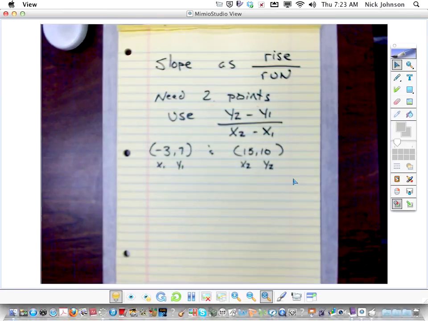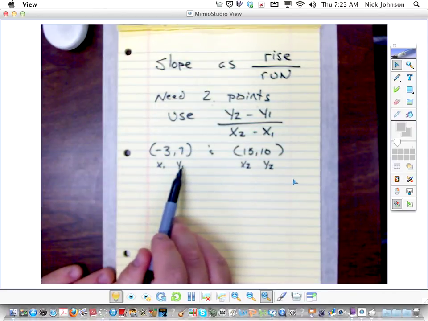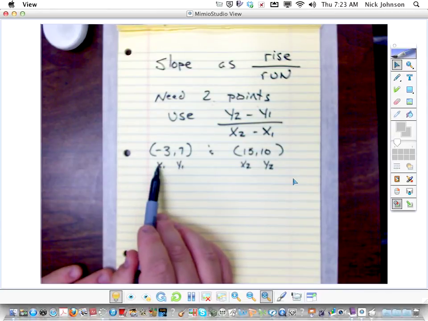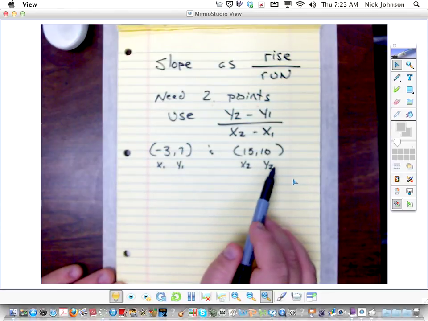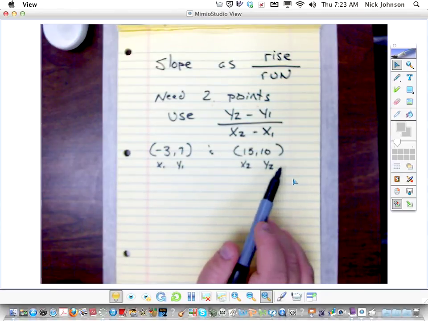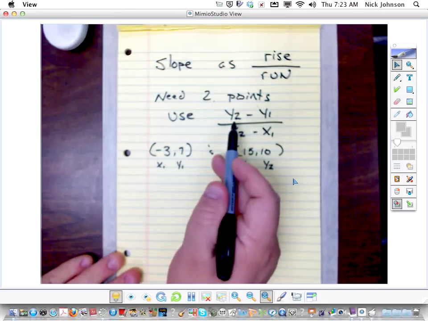Now you need to note, it doesn't matter which one you call x1, y1, or x2, y2, as long as if this is x1, then this is y1. Don't call this x1 and call this y2. If this is x1, this is y1. If this is x2, this is y2. Okay? So now we're going to put it in the formula.